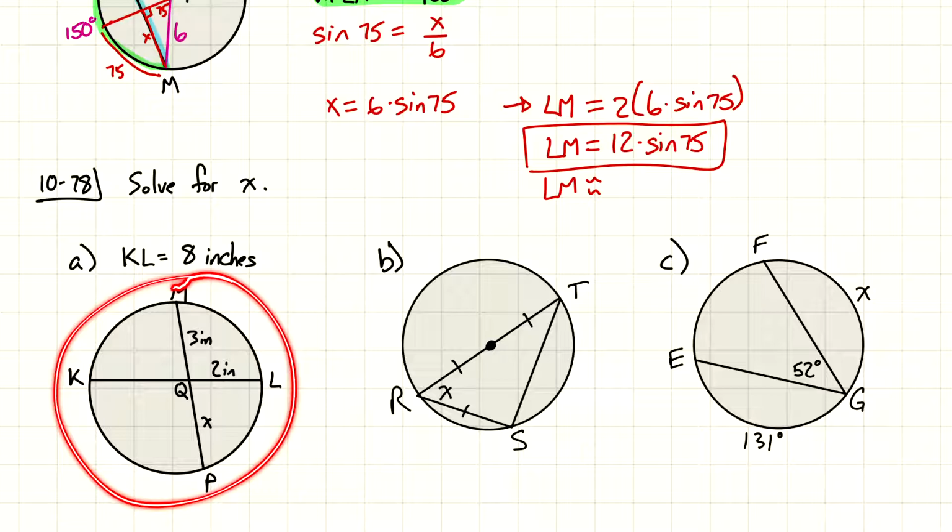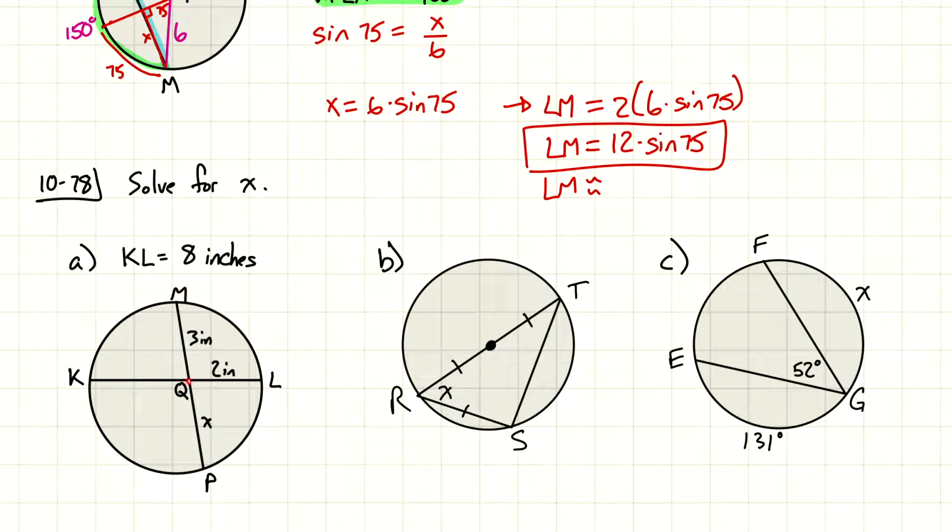This should look familiar to you. This is similar to the one we did earlier. Q is not in the center, so don't think Q is in the center. So neither one of these chords is the diameter, just to let you know. And then this is the center of the circle. And this marking means all these pieces are the same size.